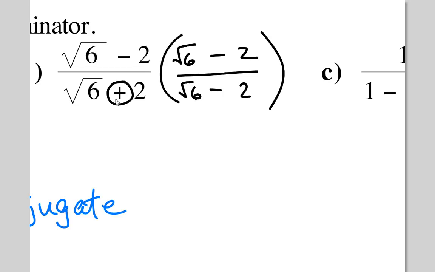Okay, so the bottom is superbly easy. Can we just go fast on the bottom now? Six minus 4. Good. You square the first, and you subtract the square of the second. So root 6 squared is 6, 2 squared is 4, and we're subtracting. So it's going to be 2 on the bottom, 6 minus 4.